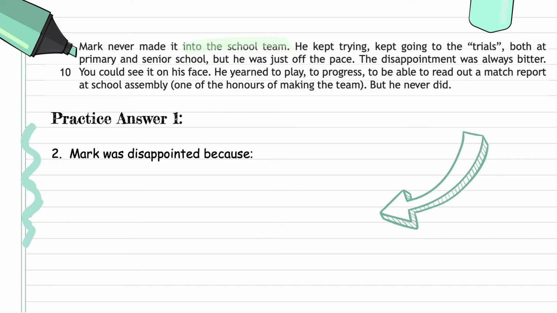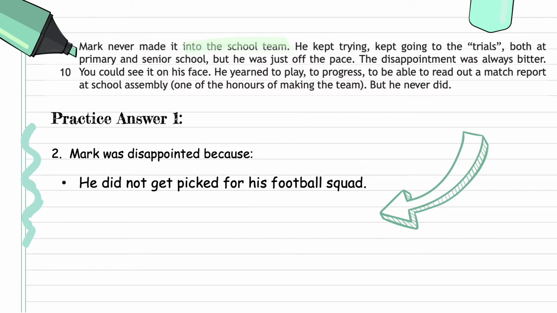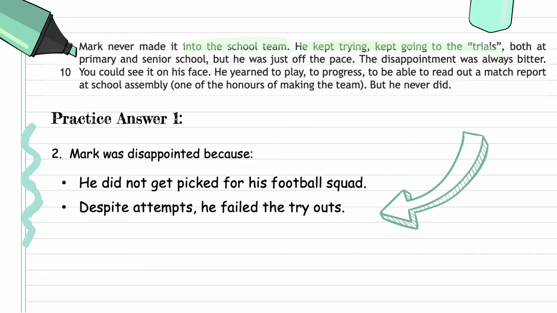So I've highlighted into the school team. I know that I can't use the word school or team. I paraphrase. I say he did not get picked for his football squad. I haven't used the word school or team here, so I know I'm okay. The next part, he kept trying, kept going to the trials. I know that I can't say trying or trials or kept going, so I'm going to say despite attempts, he failed the tryouts. I know I haven't said trials or trying. I've said failed tryouts, hoping that that is okay.